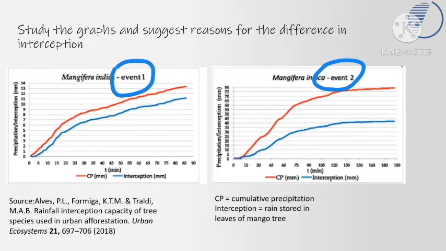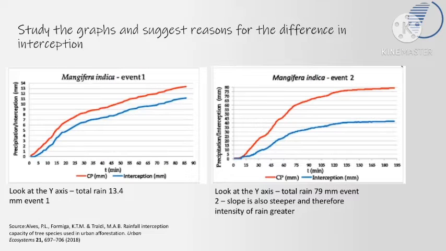Study these graphs, and then I'd like you to suggest reasons why the blue line, the interception, in this tree were different for the two different rainfall events. Rainfall is shown in red. Press pause now, have a think about this before you move on. So a couple of things to notice here.